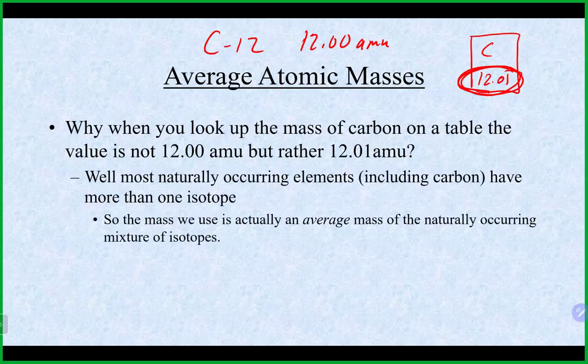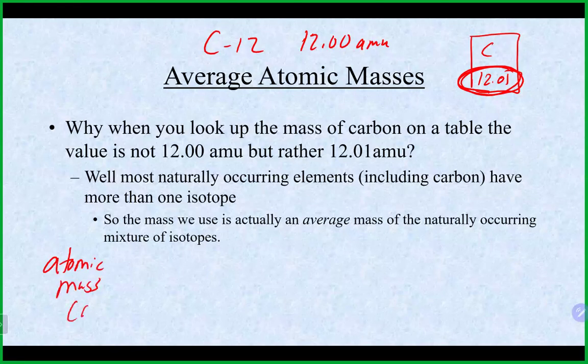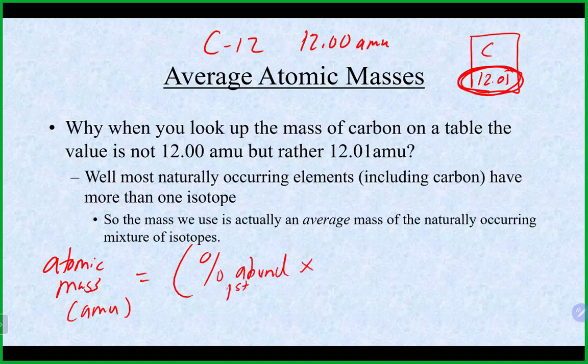All the naturally occurring isotopes for a particular element are used to come up with the atomic mass that we see on the periodic table, although most people don't call it an average atomic mass. It is an average of those naturally occurring isotopes. To calculate the atomic mass of an atom in AMU, you would take the percent abundance or relative abundance, and times it by the atomic mass of the first isotope.